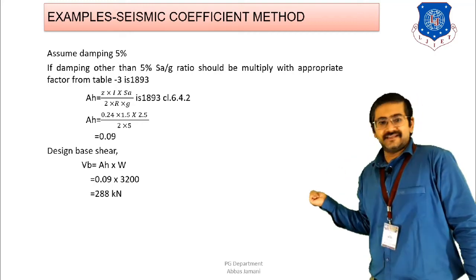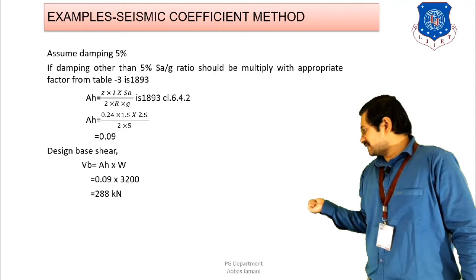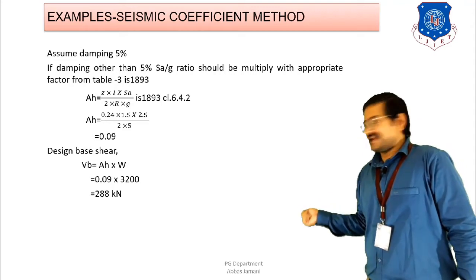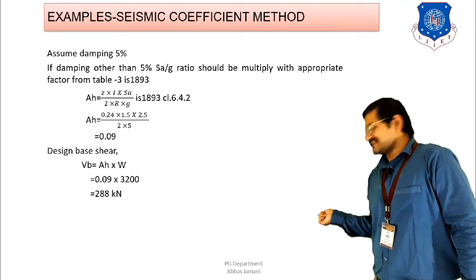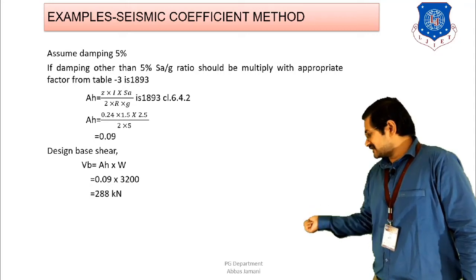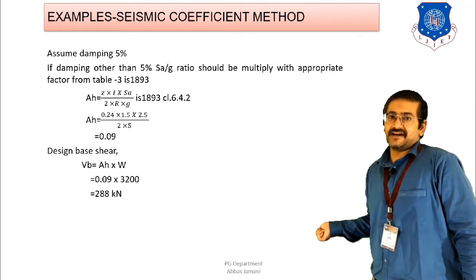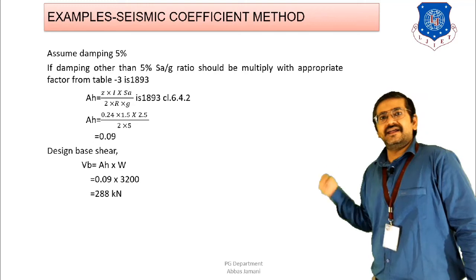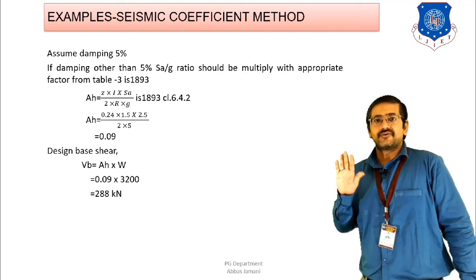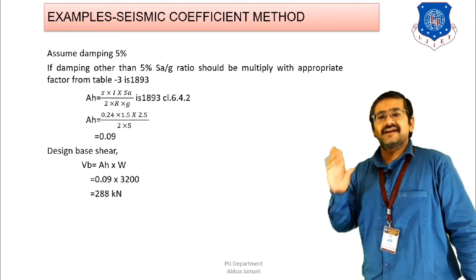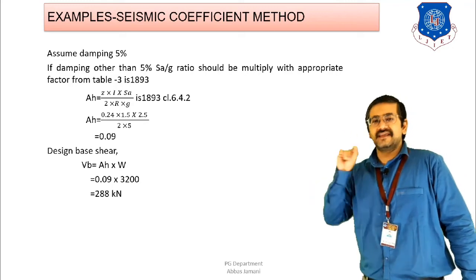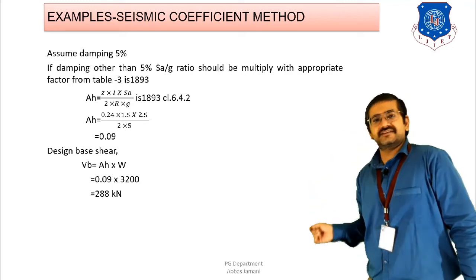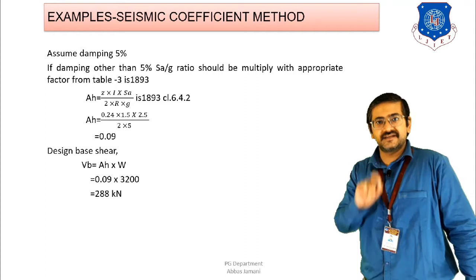So I can see that Vb is equal to Ah into W. Ah will be equal to 0.09. W is the seismic weight, that is 3200 kilonewton. Therefore the value of Vb is equal to 288 kilonewton, right? So 288 kilonewton is the total load that is expected to act as a lateral load along the height of the building in X direction. That is what the term base shear is going to help us indicate, right?